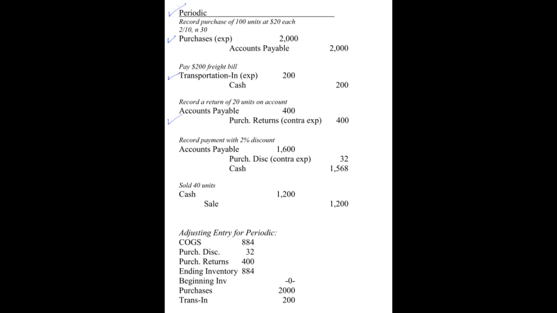The payment amounts haven't changed, and we've already reviewed that. You know how we get the $1,600 in accounts payable. But notice what happens to the inventory discount. It doesn't get posted to an inventory account. It gets posted into an account called purchases discount. Then when you sell 40 units at $30 each, you record the sale, and notice there is no cost of goods sold entry that accompanies this.